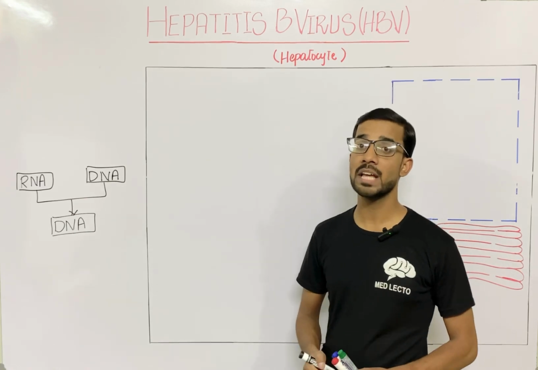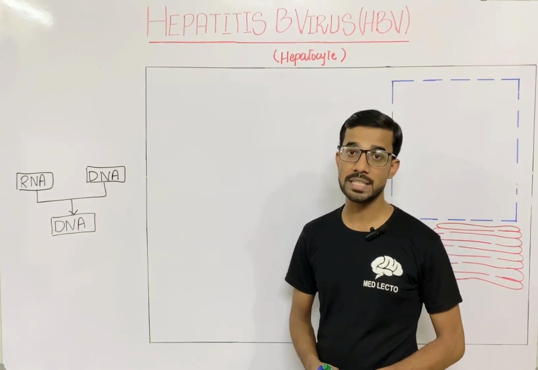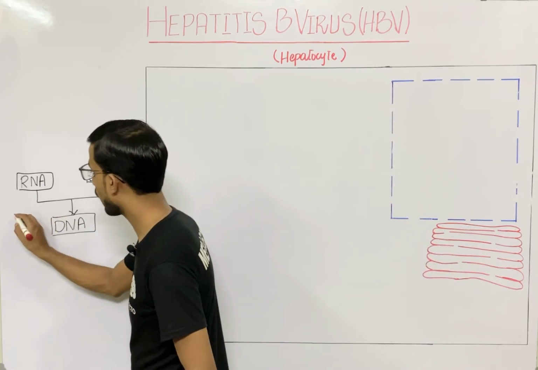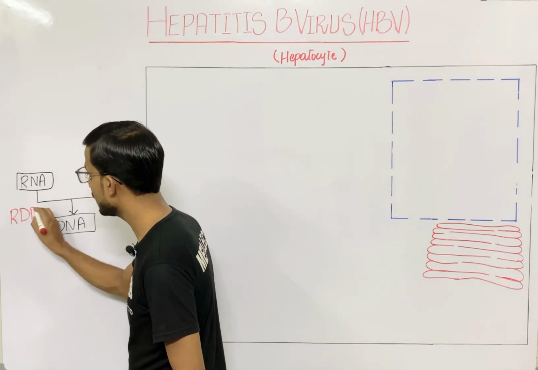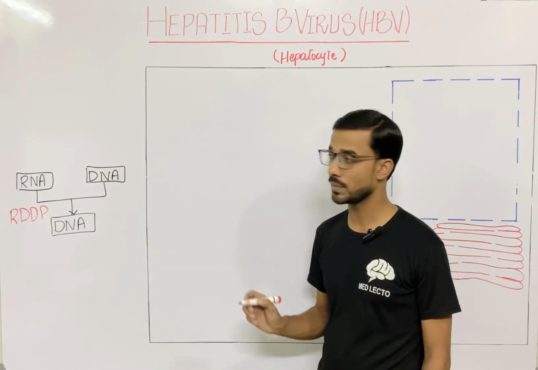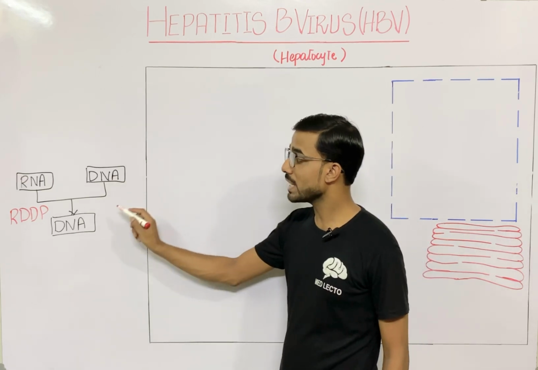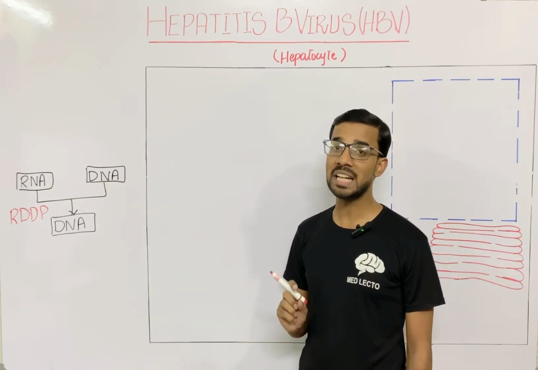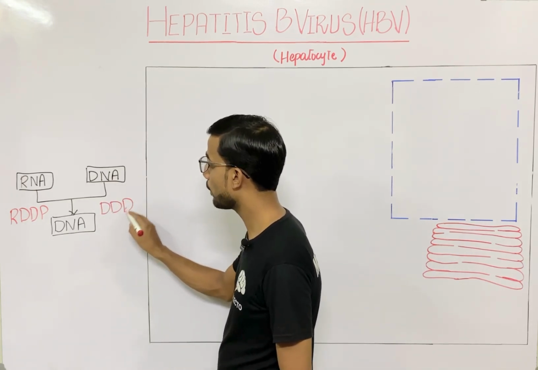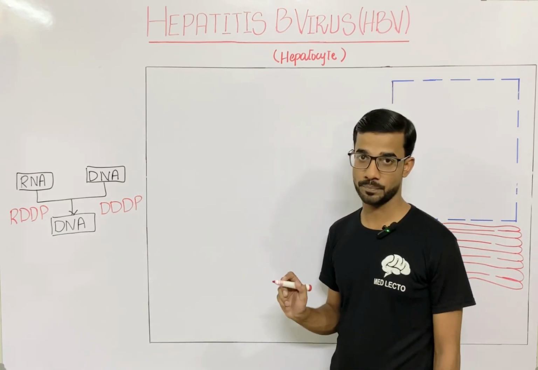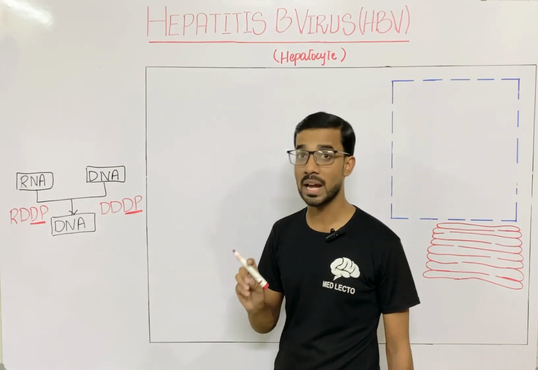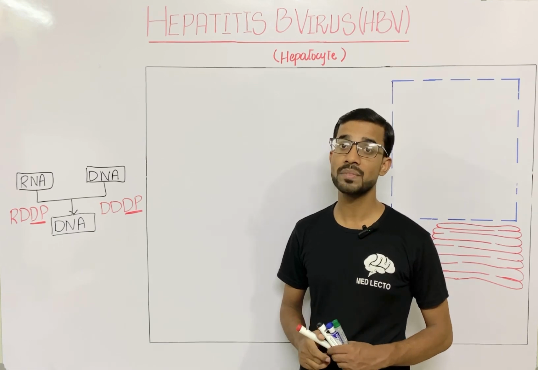If the DNA is synthesized from the RNA, then what type of polymerase does it require? It requires the RNA dependent DNA polymerase, RDDP. But if the DNA is synthesized from the DNA, then what type of polymerase is required? It requires the DNA dependent DNA polymerase, DDDP. So in both of them, you will see the DNA polymerase, which shows that it will result in the formation of the DNA molecule.